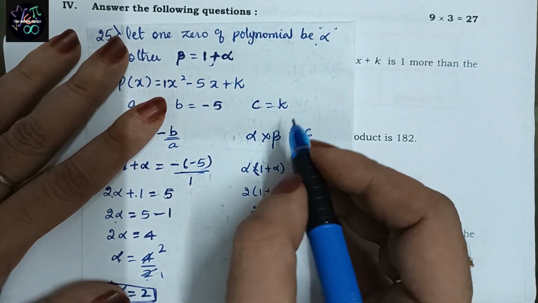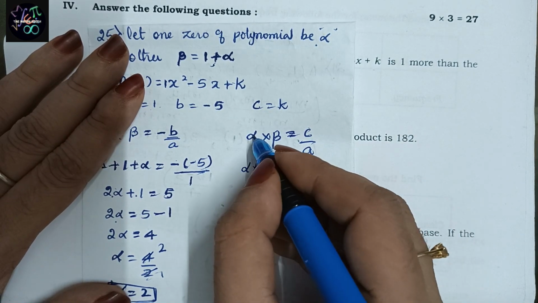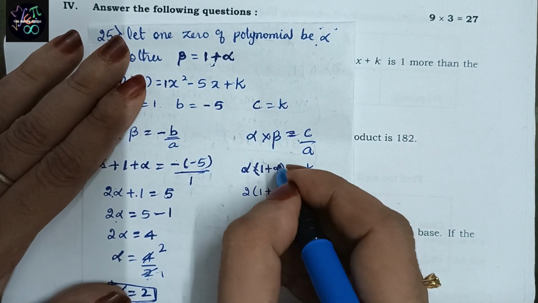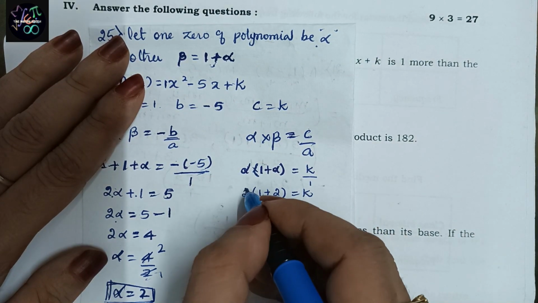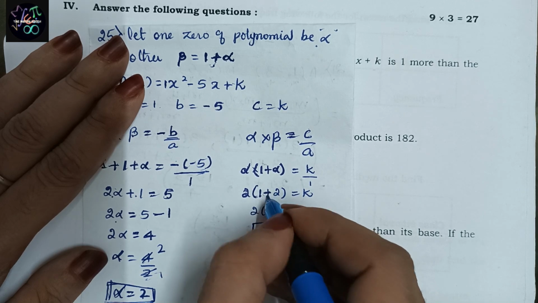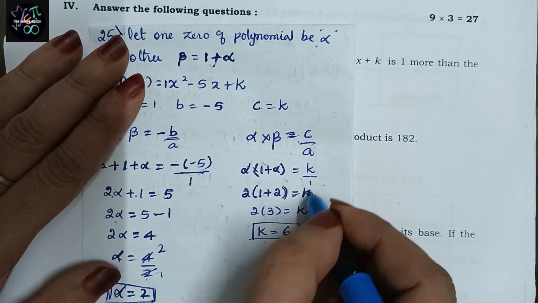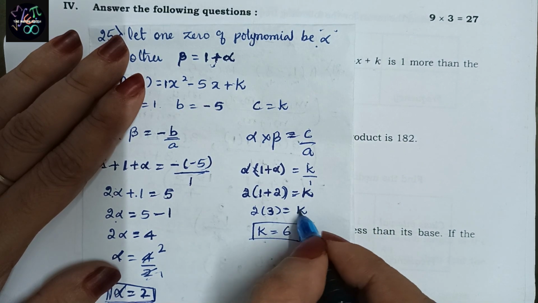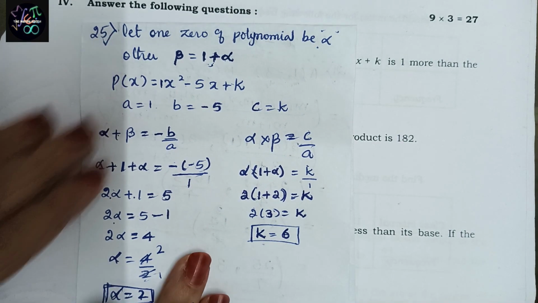We want k value. Product of zeros alpha into beta is nothing but c by a. Alpha as it is. Beta value is nothing but 1 plus alpha. I wrote 1 plus alpha. Now let us write alpha value. We got 2, na. So in place of alpha I have written 2 in brackets as it is. 1 plus alpha value is 2 is equals to k by 1 is k. 2 as it is, 1 plus 2 is 3 is equals to k. K is equals to 2 3s are 6. So we got this answer so easily.